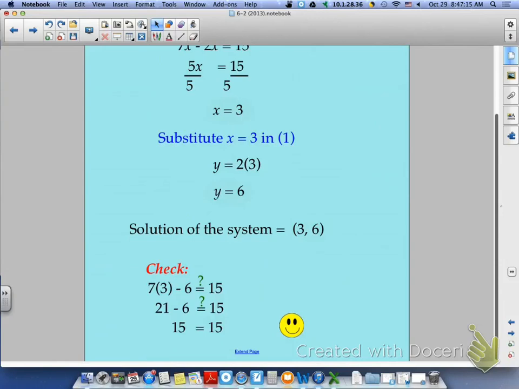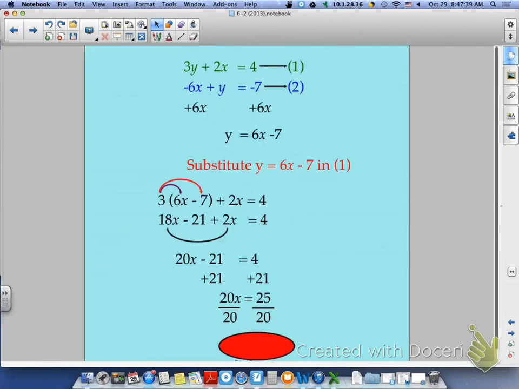So the solution of the system, 3 comma 6, is the point of intersection. Exactly. If you're graphing, that's what it would mean. And this is to find it without graphing. So it's just another way to do it without graphing. Correct. And there's also another method. We'll talk about this next. Okay.